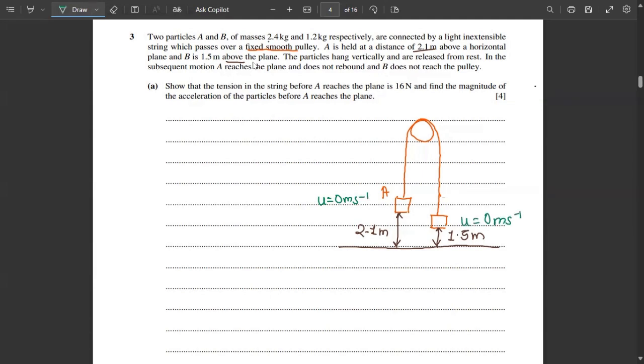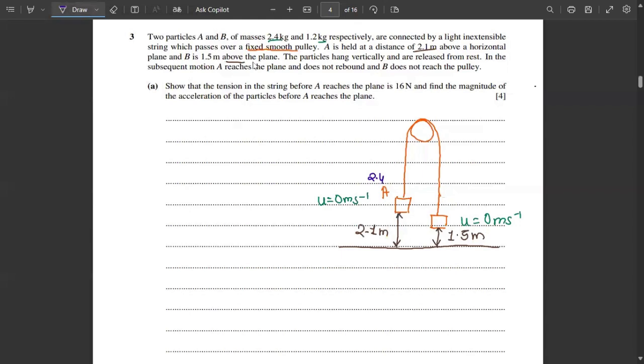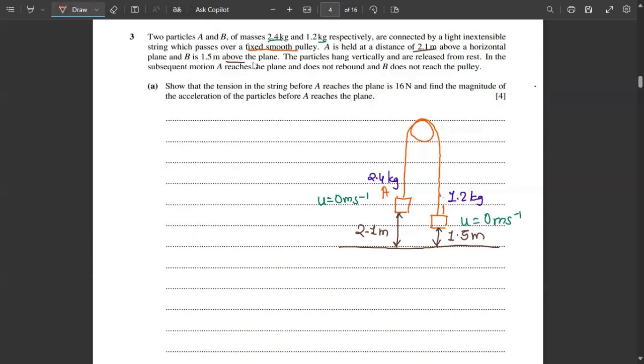Now I have not written the mass 2.4 and 1.2. Let me write down that 2.4 kg, 1.2 kg, and this is B. This is also done. In the subsequent motion, A reaches the plane and does not rebound.